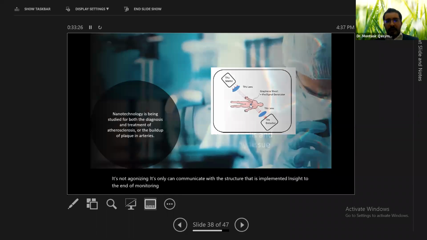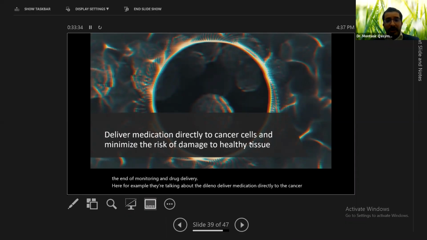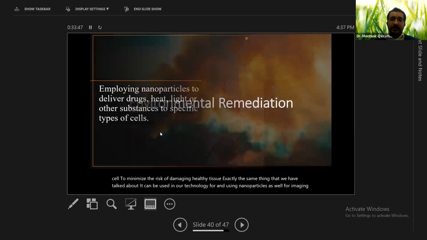It can only communicate with the structure that is implanted inside, for the purposes of monitoring and drug delivery. Here, for example, they are talking about delivering medication directly to the cancerous cell to minimize the risk of damaging healthy tissue. Exactly the same thing that we have talked about. Nanotechnology and nanoparticles can be used as well for imaging purposes besides the drug delivery.